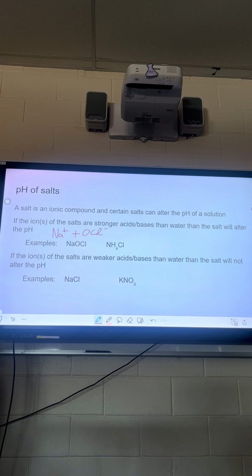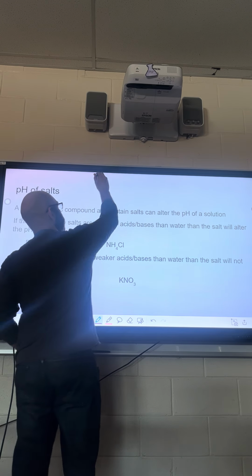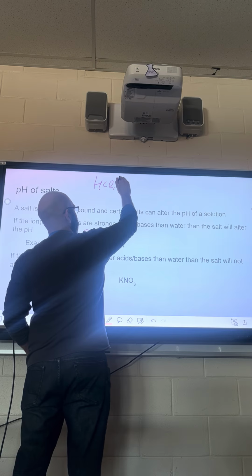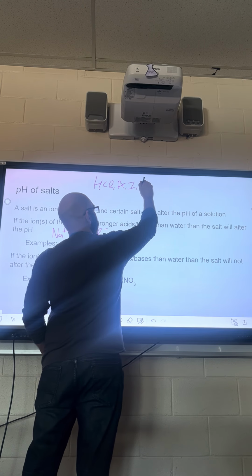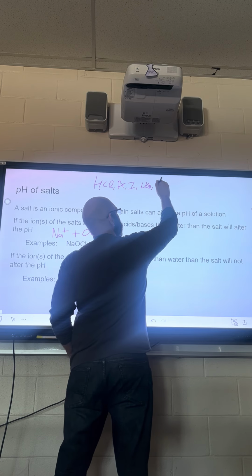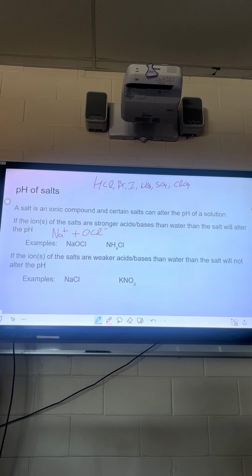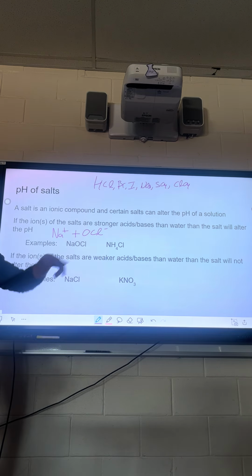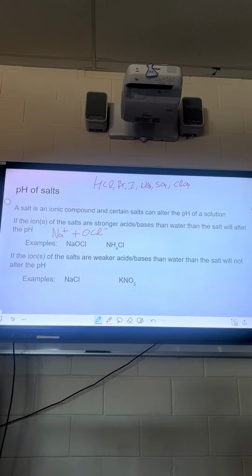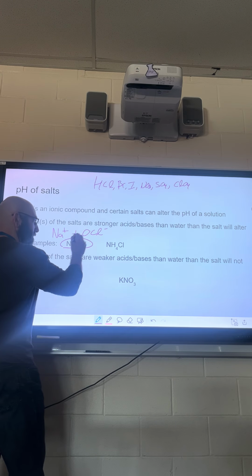OCl minus, is that the anion form of any of the 6 strong acids? Your 6 strong acids are HCl, I'm going to get rid of the H, Br, I, nitric, sulfuric, perchloric. Does OCl match any of those? No. So is the OCl ion a conjugate base that is weaker or stronger than water? Stronger. So this will change the pH because of this.